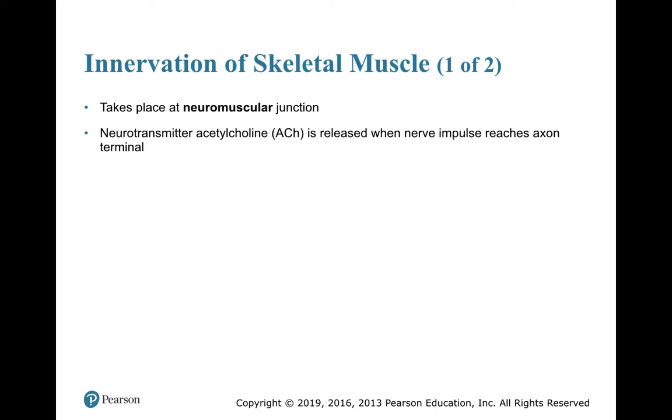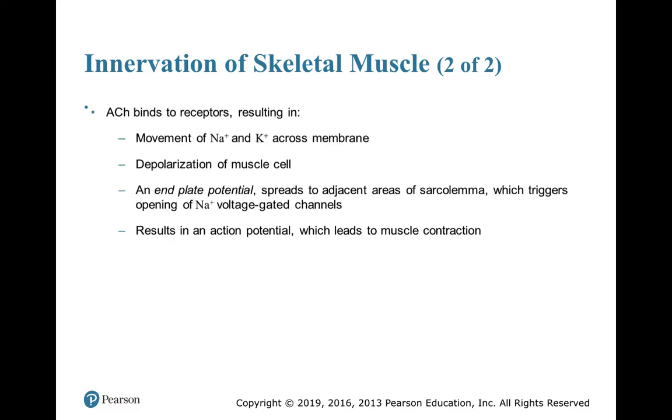So in skeletal muscle, it takes place at the neuromuscular junction. We spent a lot of time looking at that when we looked at the muscles. The neurotransmitter is always acetylcholine. It's released when the nerve impulse reaches the axon terminal. Then acetylcholine is released from the axon terminal, binds to receptors that cause sodium and potassium to move across the membrane, depolarizing the muscle cell.